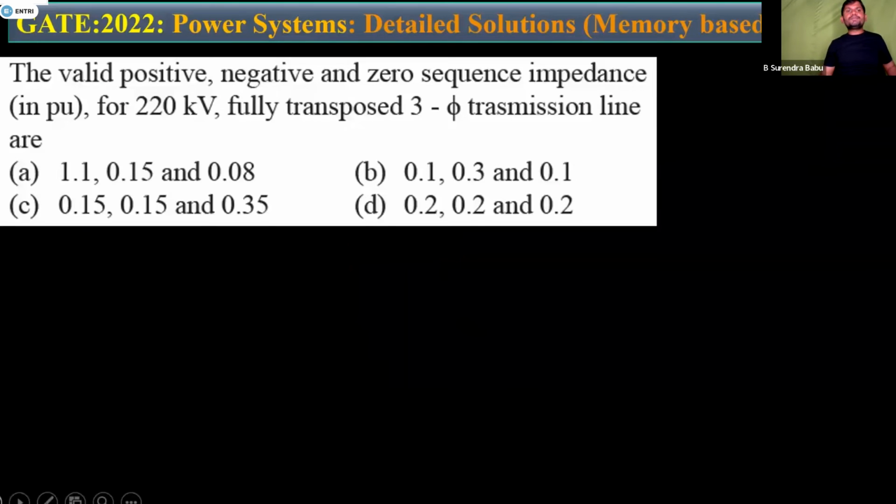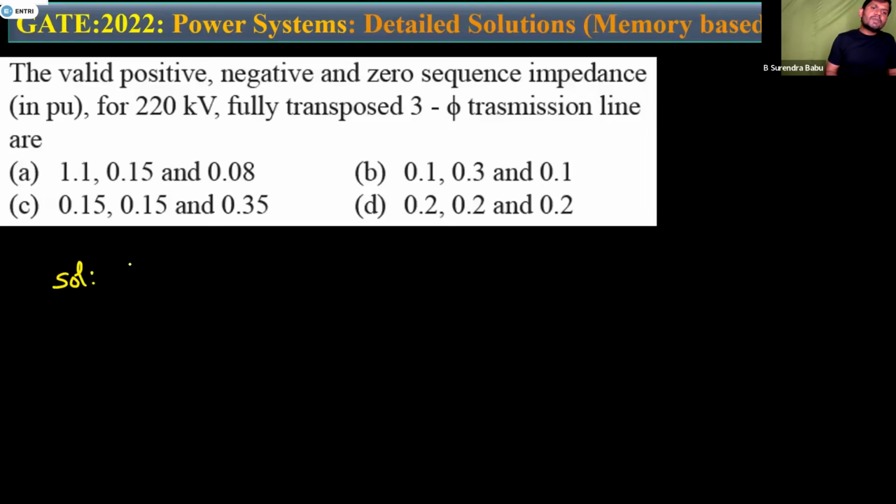Now see, students, this is the first question I'm discussing in power systems. This is the question based on the sequence impedances. The valid positive, negative, and zero sequence impedance in per unit for a 220 kV fully transposed three-phase transmission line. That means, which is the correct option for the valid positive, negative, and zero sequence? I think all of you well know this one.